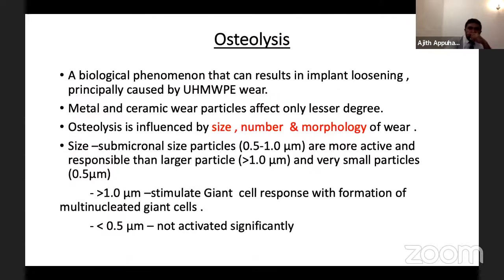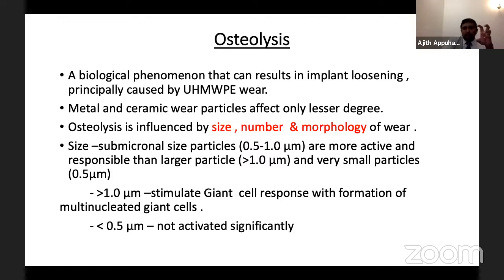Okay, now we'll go into osteolysis. What is osteolysis? You need to know the definition. It is a biological phenomenon that can result in implant loosening. This is principally caused by polyethylene wear particles. Not that metal and ceramic do not also affect this osteolysis. Yes, they do, but to a much lesser degree compared to polyethylene wear.